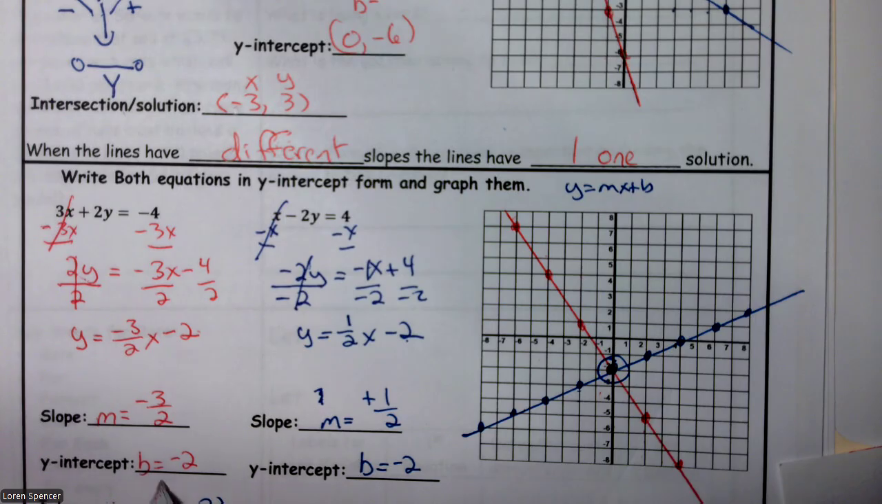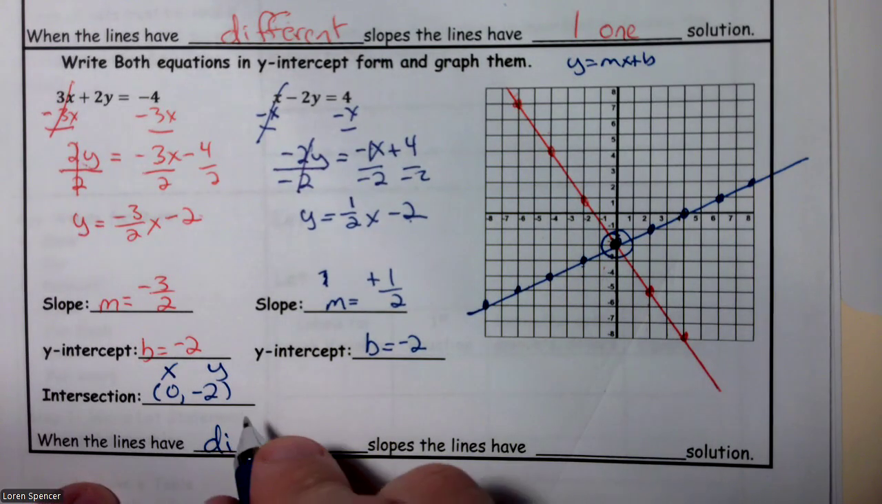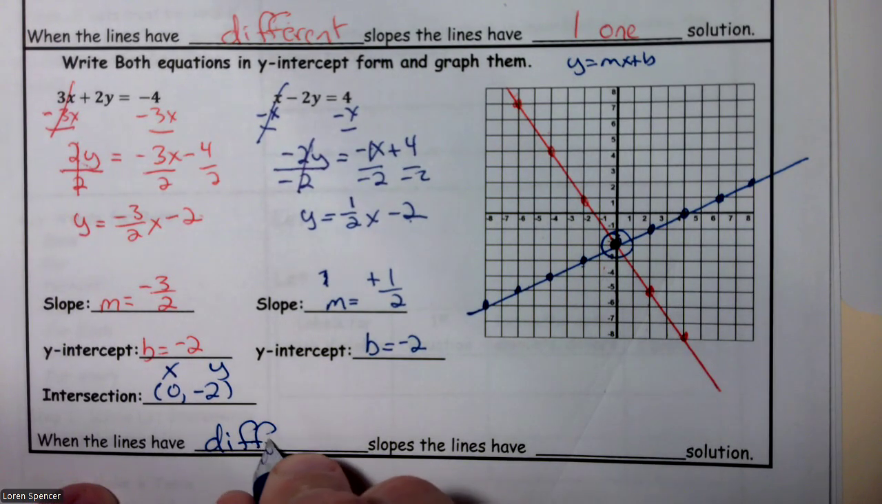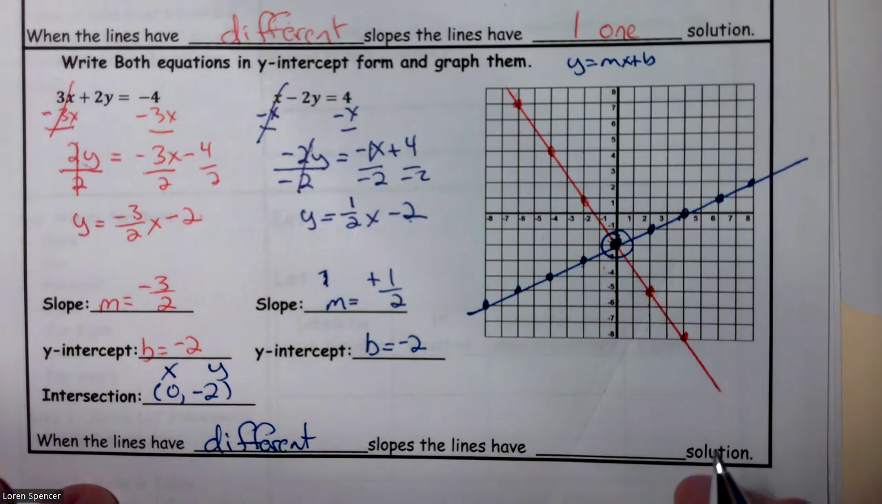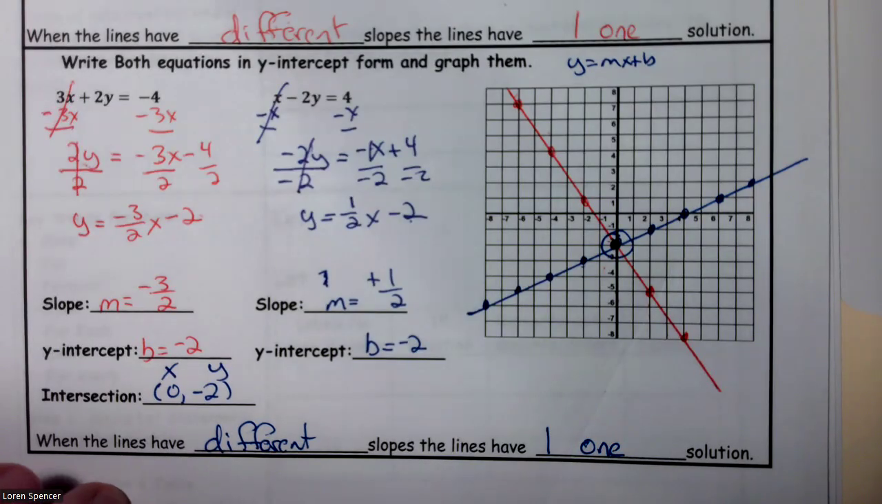Please don't forget, you need the zeros. This is x and this is y. And so when the lines have different slopes, the lines have one solution.